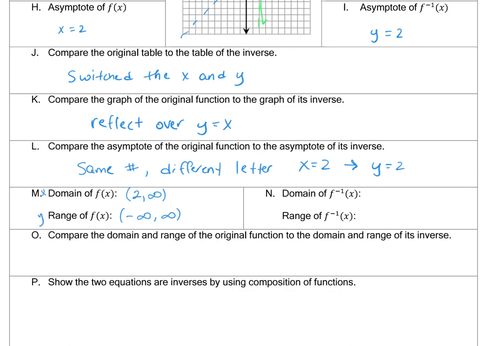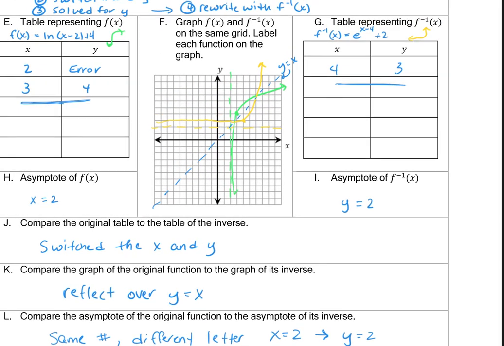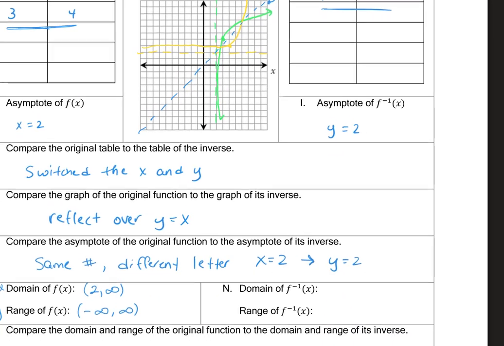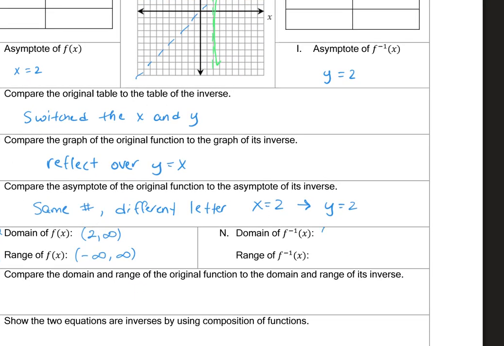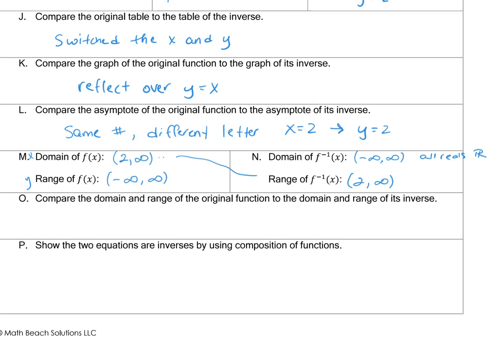Whereas the domain of the exponential graph, right, the domain is all x's, right? So negative infinity to positive infinity, or all real numbers, or the little funky R. And then the range should match the domain of the log, so 2 to infinity. All right, so compare the domain and range of the original function to the domain and the range of its inverse. So they're inverses, or they're opposites.